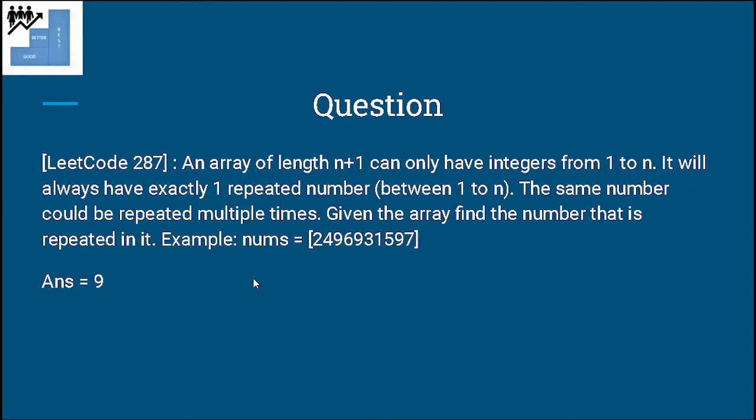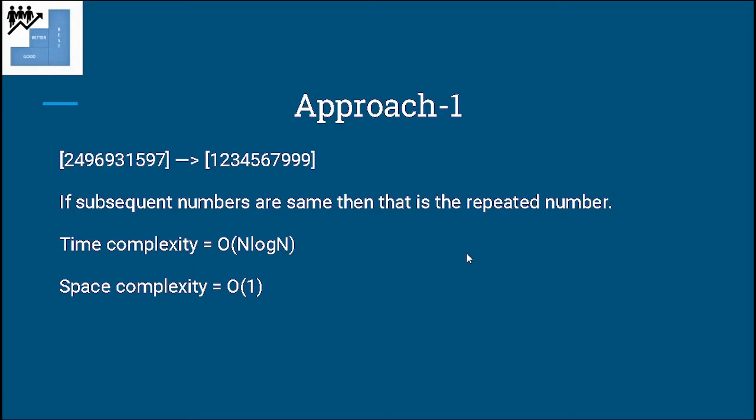So for example, in this array you can see that 9 is the number that is repeated. So 9 is the only number that is repeated, okay, and it is there 3 times. So this is an array of length 10. So 10 is n plus 1, which means that it could have numbers ranging from 1 to 9, and one of these numbers would be repeated, and we have to find the repeated number given the array. So this is the question. Let's see how we are going to do it.